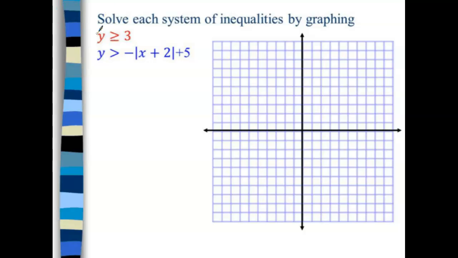We have y greater than or equal to 3. So a line that is y greater than or equal to 3 is horizontal. It has a slope of 0. And that means that we are shading above because y is greater than.